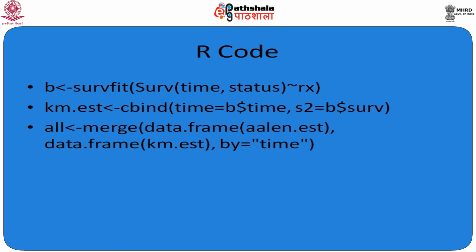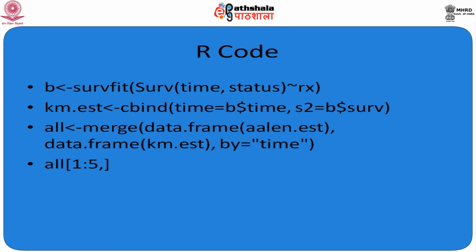See, already we are having the Nelson-Aalen estimator assigned as aalen.est, and again here we are getting the Kaplan Meier estimator that is assigned as km.est, and these two estimators will be plotted into a single graph to get the comparative difference of these two estimations. To get the comparative estimation, we are considering the function called merge, and into merge we are assigning the data frame of Aalen estimations and the data frame of km estimations by time.